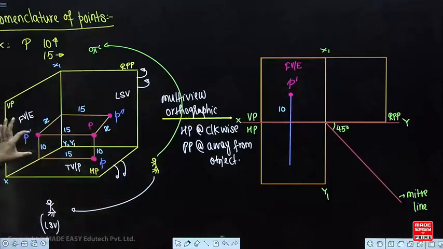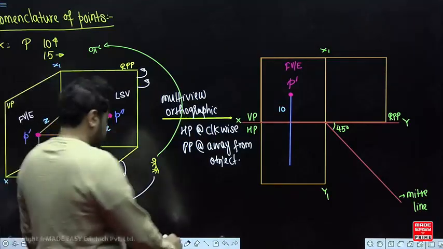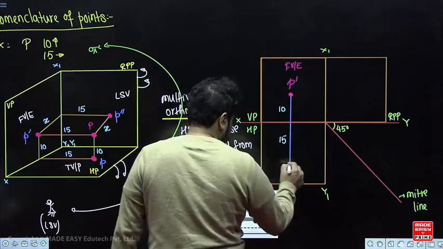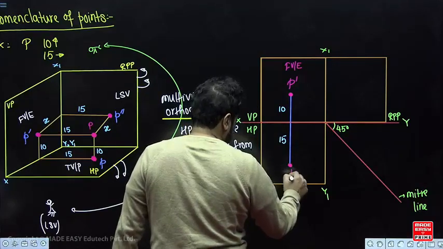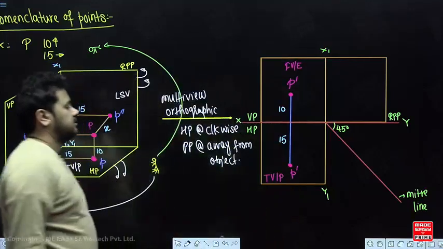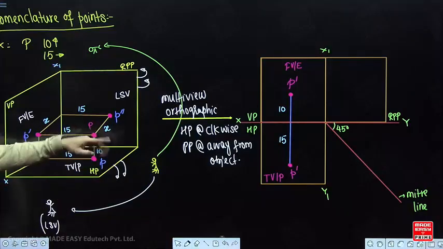So from the XY line this p dash is at 10. From the XY line, how much is this small p? Small p is in HP, so HP is rotated, so it is at 15, right. So this distance is 15, correct. This point is your p, so this is your top view or plan, isn't it? So I have drawn it. This is your 10 and this is your 15, because HP is rotated, so it is showing.